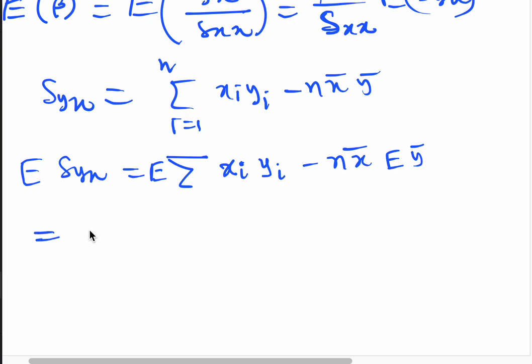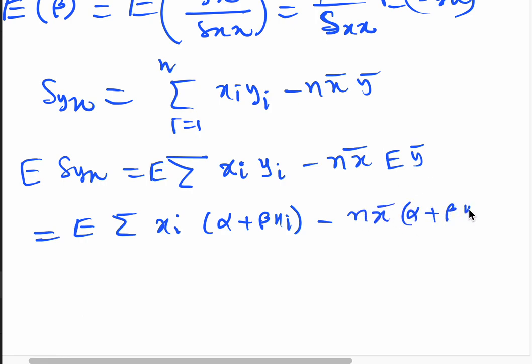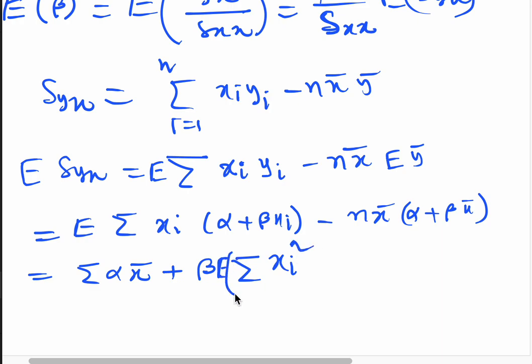So this is expectation of summation of xi alpha plus beta xi minus n x bar. This will be alpha plus beta x bar. This is summation of alpha x bar plus beta expectation of xi square.